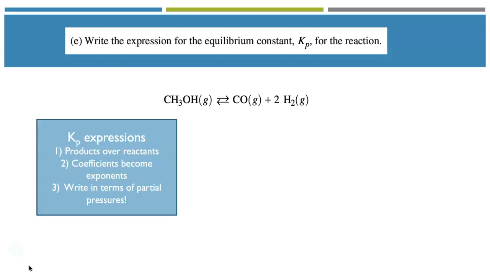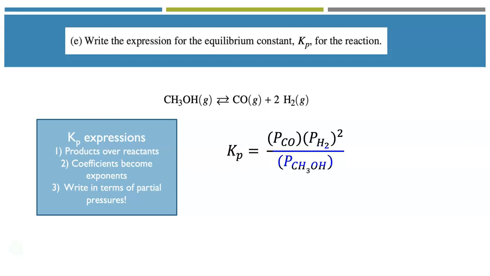Part E asks us to write the expression for the equilibrium constant Kp for the reaction. Well, we do have the balanced equation, and we know how to write Kp expressions. The basic rules: we write products over the reactants, and the coefficients become exponents. But the other thing we have to remember is that we were specifically asked for a Kp expression. And so we need to write this expression in terms of the partial pressures and not in terms of concentrations. So no square brackets here.